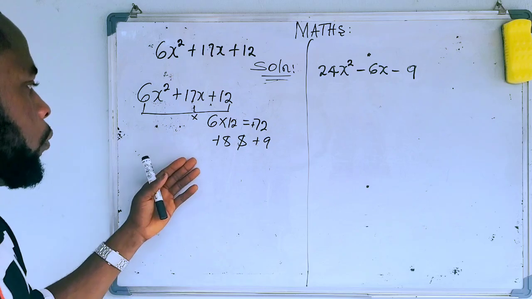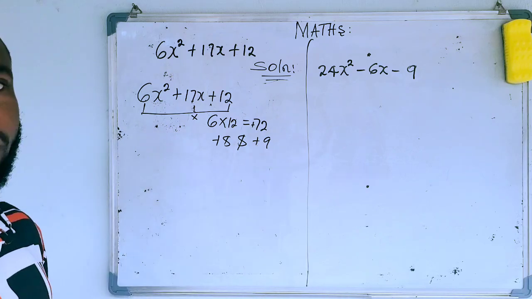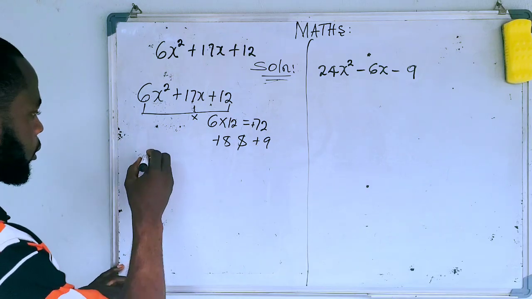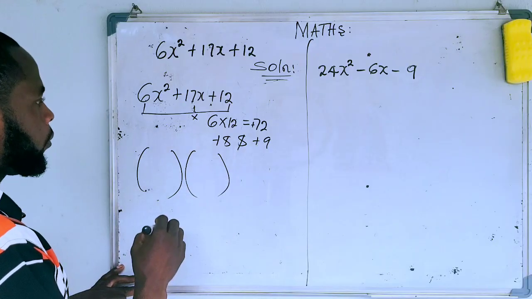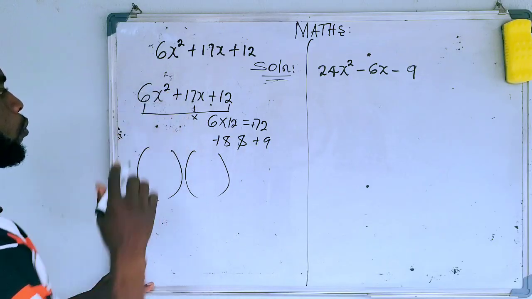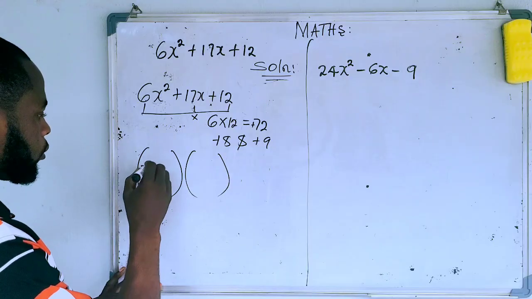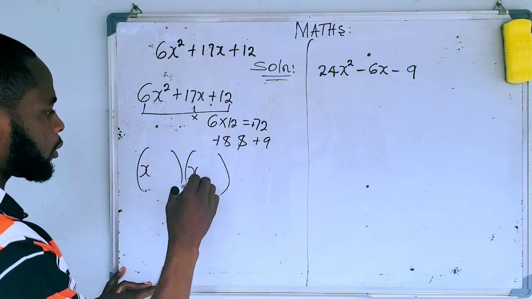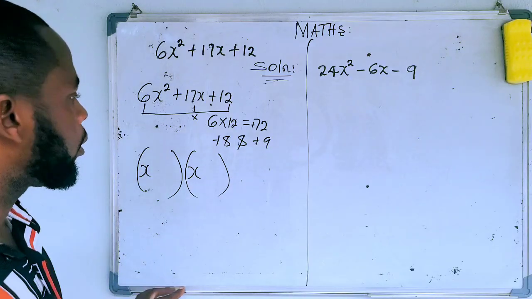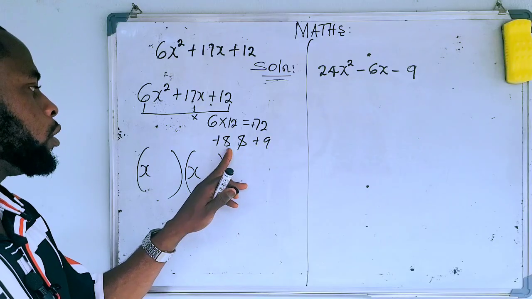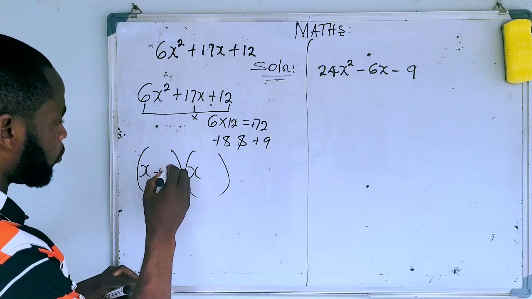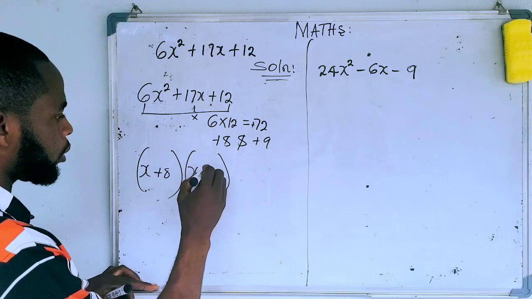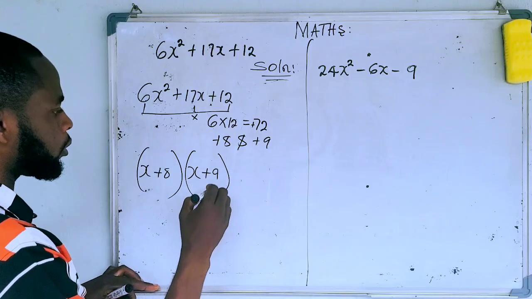Now, if you have gotten the factors, the next step is to open two brackets like this. Now, this is x squared. Insert one x here and insert another one here. The next step, introduce each of these factors into each bracket. You can decide to put plus 8 here, and here plus 9.